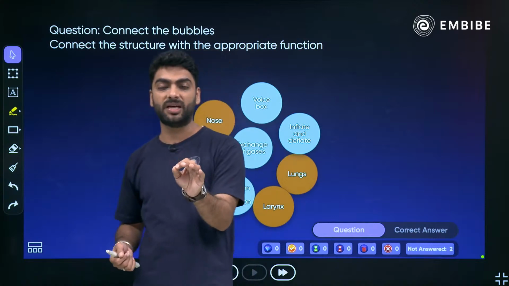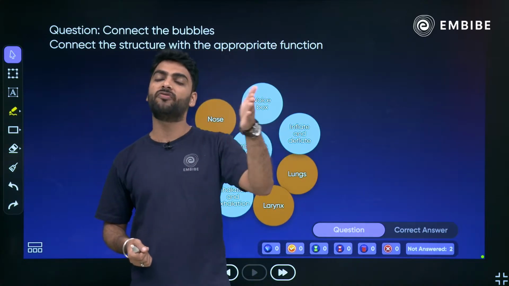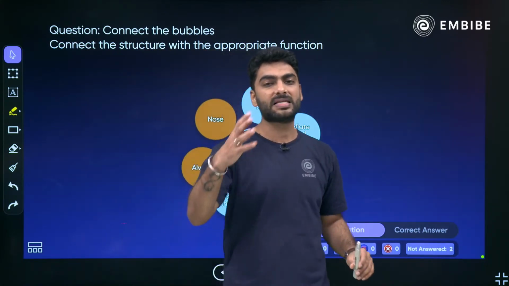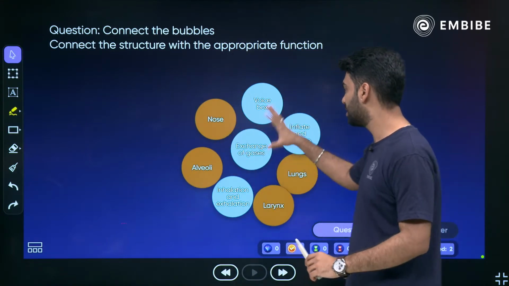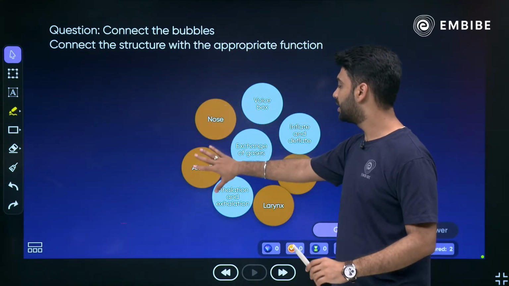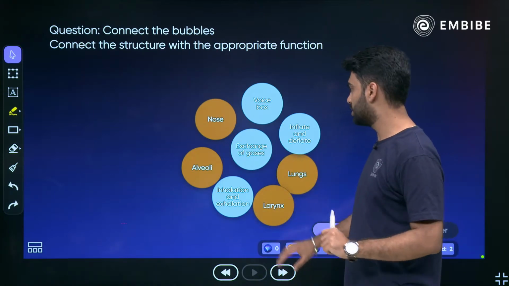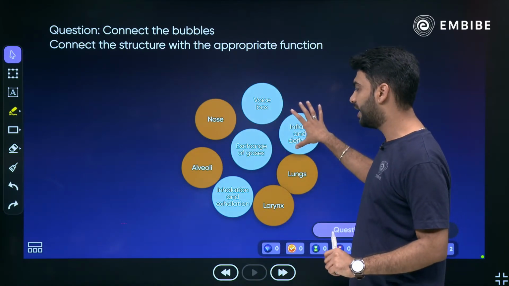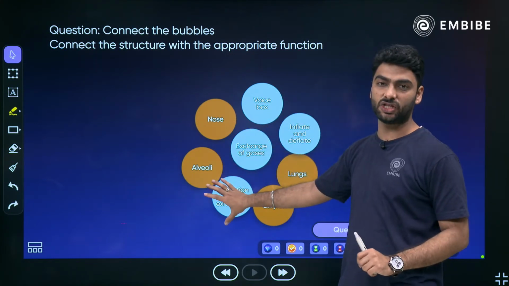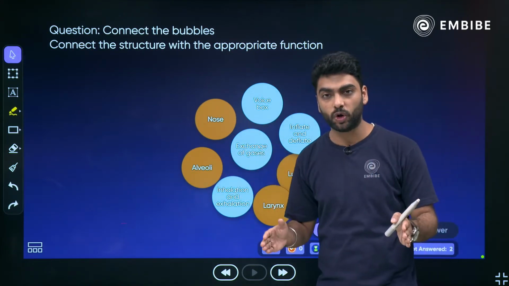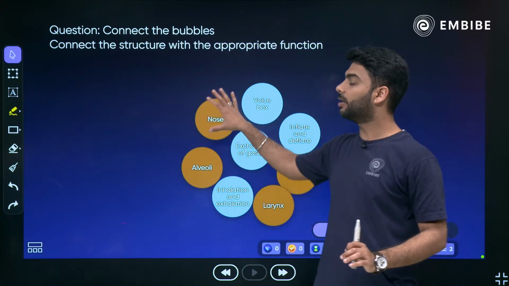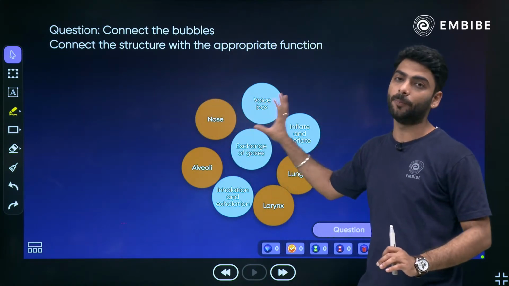You have to tell me the functions along with the organs. So we have the parts of the human respiratory system. We have got the nose, the alveoli, the lungs and the larynx, and we have got 4 functions: voice box, inflate and deflate, exchange of gases, inhalation and exhalation. What you have to do is you just have to connect the brown bubble with the correct blue bubble.